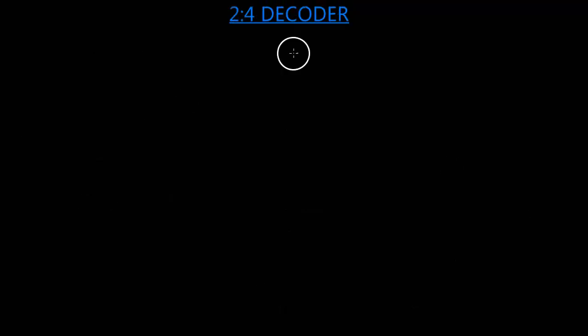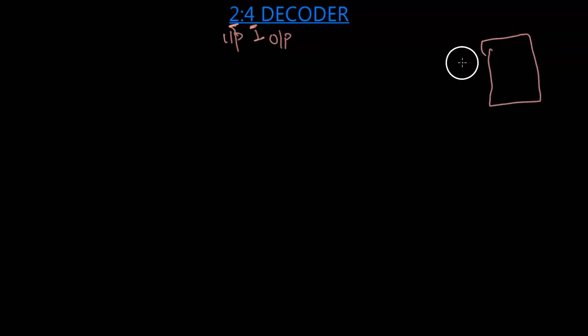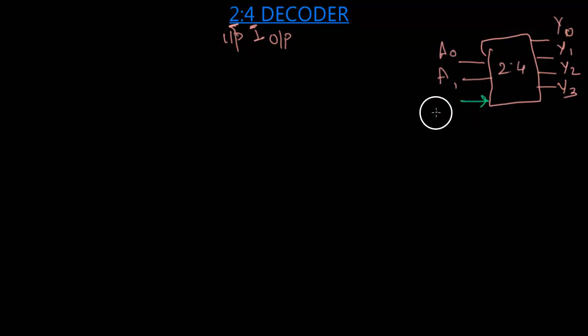So let's start with a 2:4 decoder. We know 2 is my number of inputs and 4 is my number of outputs. So let's draw a block with 2 inputs. Let's call them A0 and A1, and we have 4 outputs. This is Y0, Y1, Y2 and Y3. This is my 2:4 decoder. Now a new thing that we have in a decoder is something called an enabler. So we have an enable input.